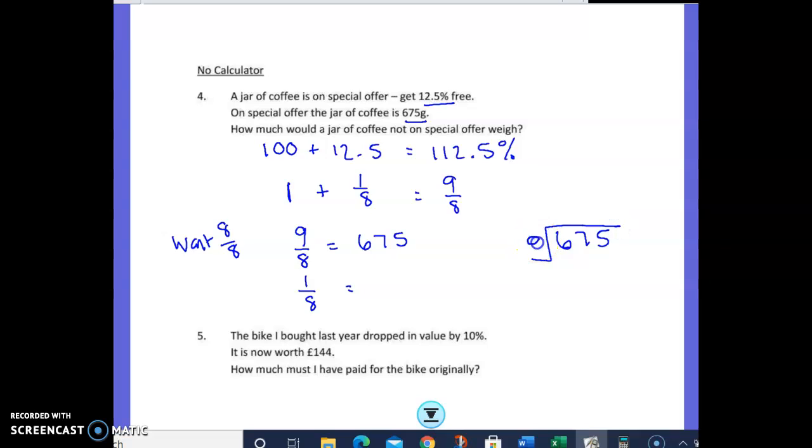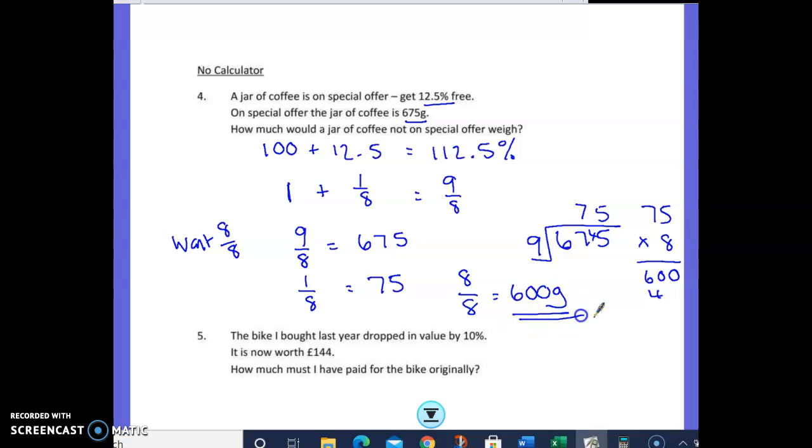Again, it's non-calculator, not no working. Do as much working as you like. 9 into 6 doesn't go. 9 into 67 goes 7 with 4 left over. 9 into 45 goes 5. So 1 eighth would be 75. So I want 8 eighths. I've got 1 eighth and I want 8 eighths. I need to times by 8. So my non-special offer jar would have 600 grams.